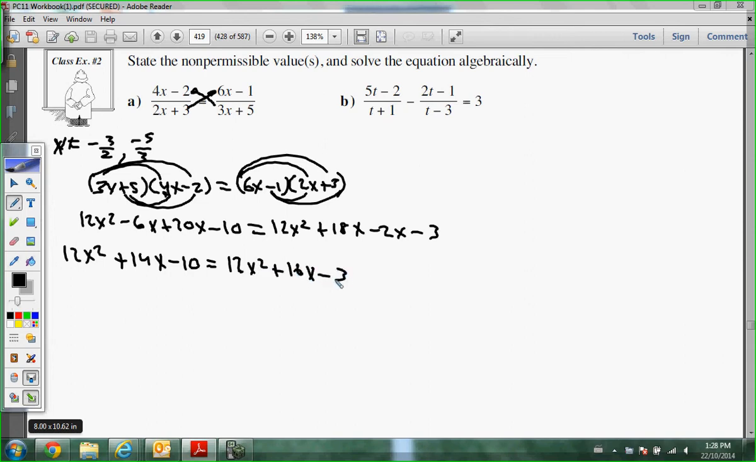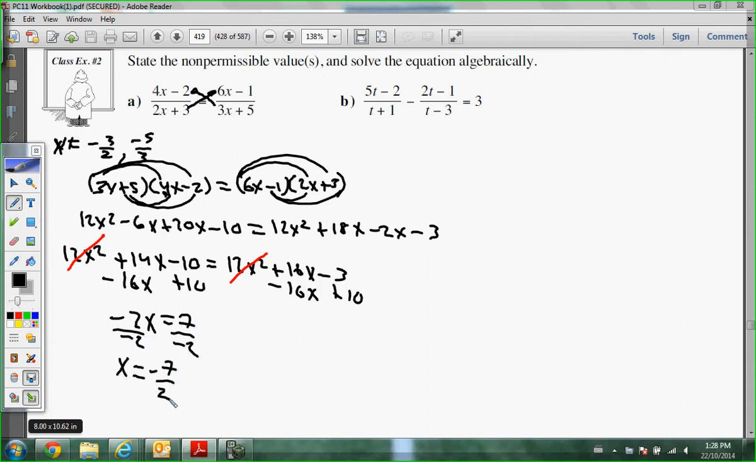And now I want us to move everything to one side. Okay, so it's kind of cool because the 12x squareds go away, so that's going to make an easier algebra problem. Okay, so actually now I'm going to want to add 10 over, minus 16x over. It doesn't matter which way you go. I just picked that way just because it's kind of the way I just chose. 14 minus 16 is negative 2x. Negative 3 plus 10 is 7, sorry. And then we're done. Negative 7 halves. Again, you can verify that as well.